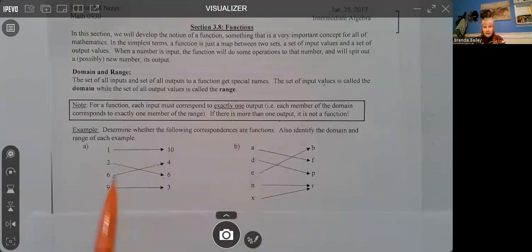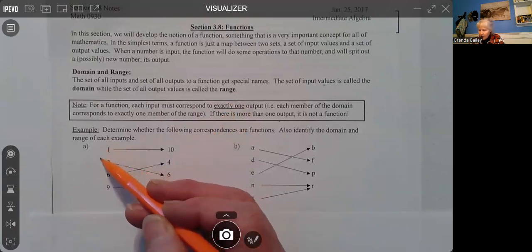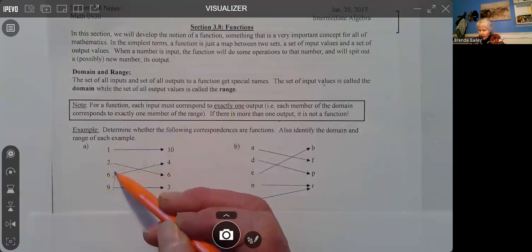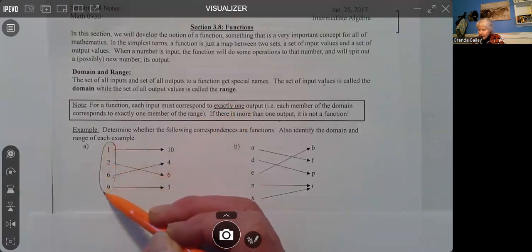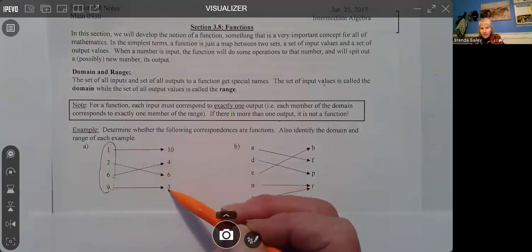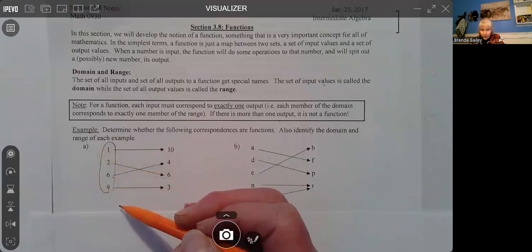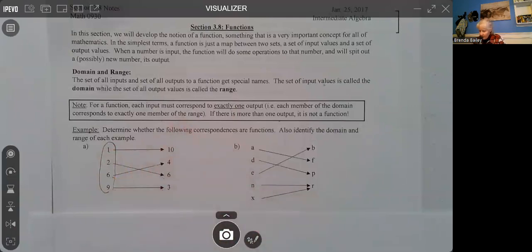Therefore, this is a function. Notice I spent all of my time determining if it was a function with this group right here. All right. This one has nothing to do with whether it's going to be a function or not. Just this group. This is the input group. This is also, in our math class, called the domain.